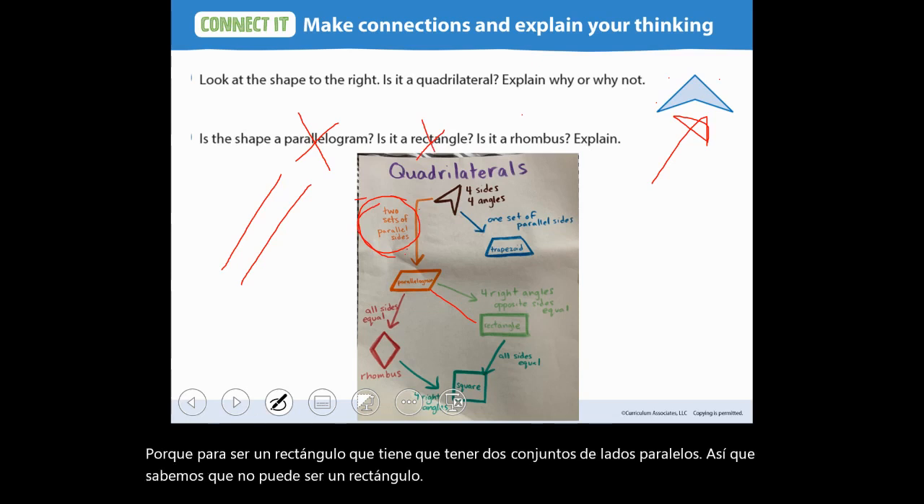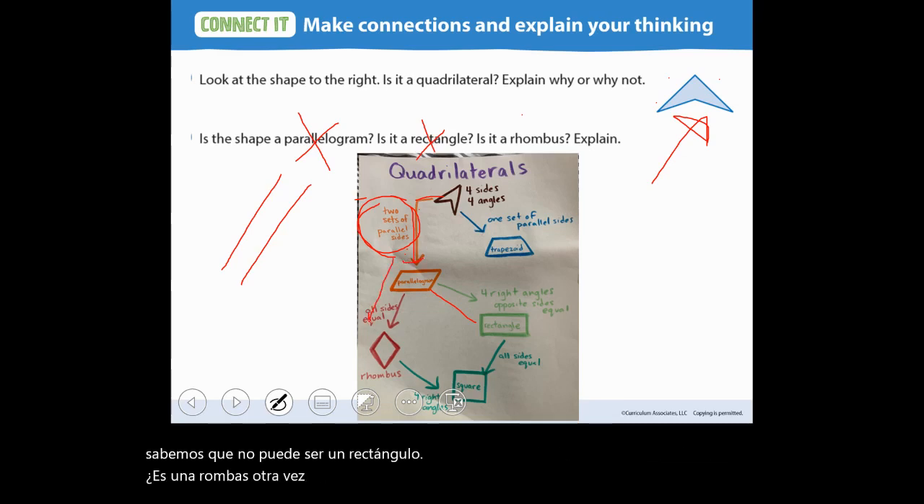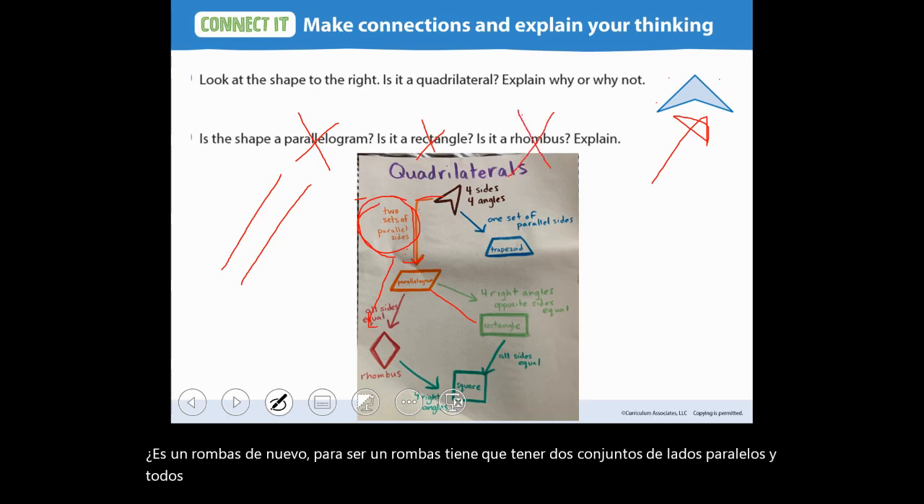Is it a rhombus? Again, in order to be a rhombus, it has to have two sets of parallel sides, and all those sides have to be equal. So it cannot be a rhombus. It can only be a quadrilateral.